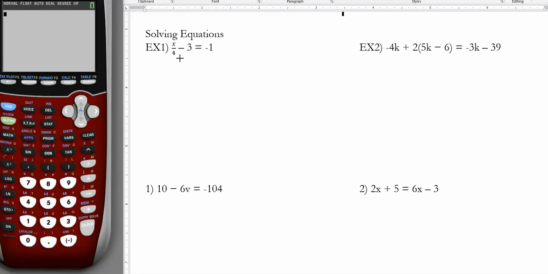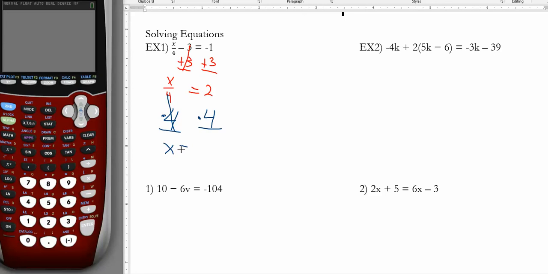So this minus 3 is hanging out by itself, so we have to do the opposite, which is plus 3, the inverse operation. And after we add 3 to both sides, we're left with x over 4 equals 2. And the way we undo this divide by 4 is we times by 4, giving us a final answer of x equals 8.